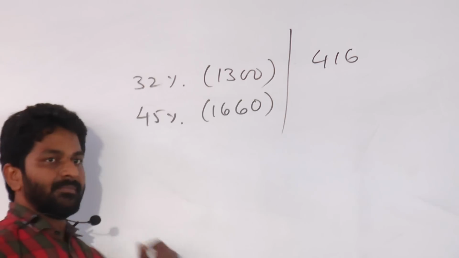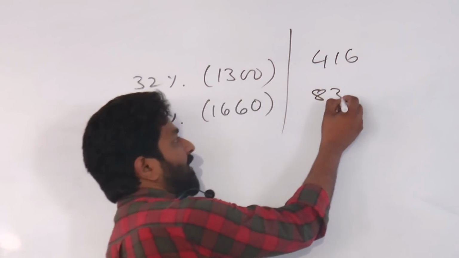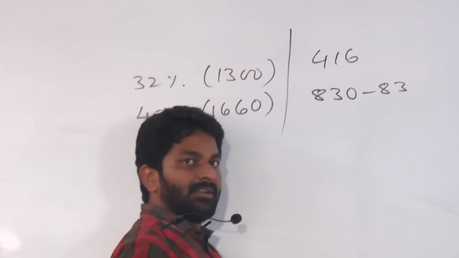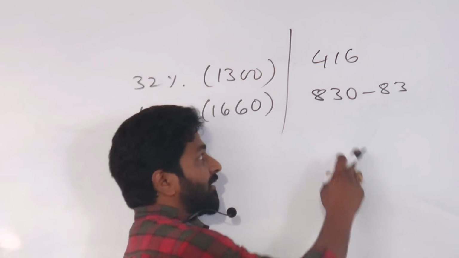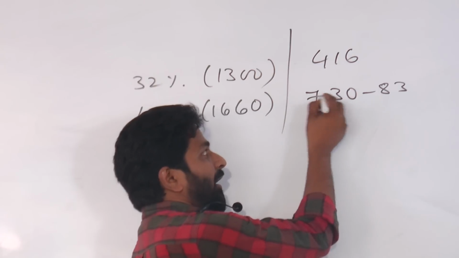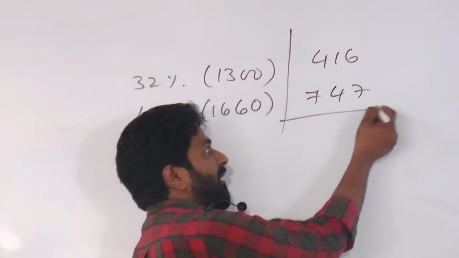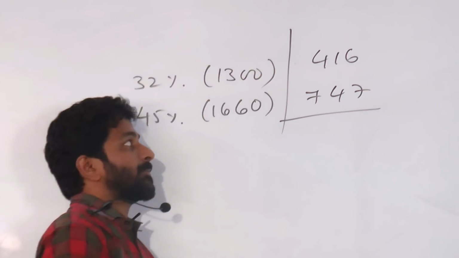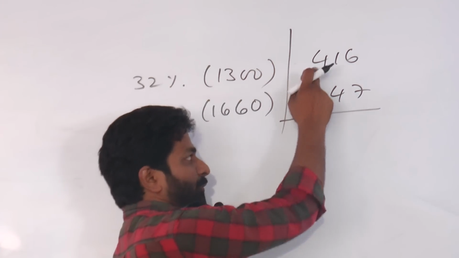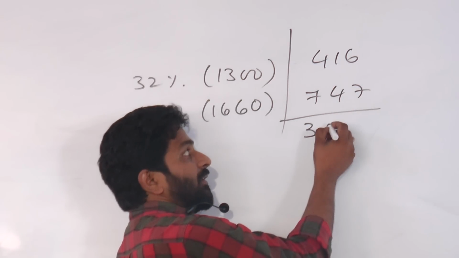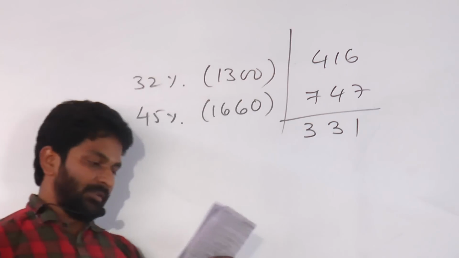Since 830, 830 minus 83. Instead of 83, subtract 100, add 17. Subtract 100, add 17, that gives 747. That's about the difference between these two numbers: 747 minus 416, 331.